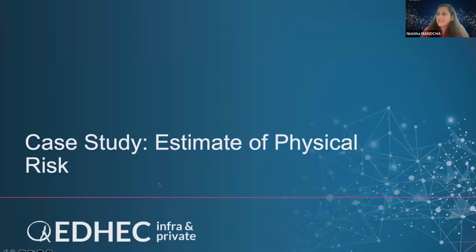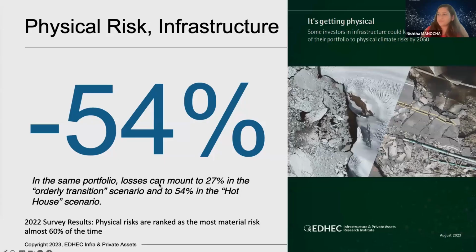I want to take you through another case study where we now show you how to estimate physical risks. Starting again with the big picture. So we did an analysis of the entire Infometrics universe, and we published it in a paper called It's Getting Physical. Now, this paper showed that in the same portfolio, under an extreme climate scenario, you can lose 54% of your value. And this makes sense. It is aligned with investors in our survey saying the most material risk is physical risk, almost 60% of the time. So this again goes to say that physical risk is quite important.